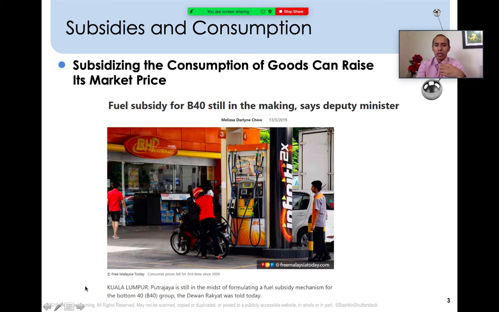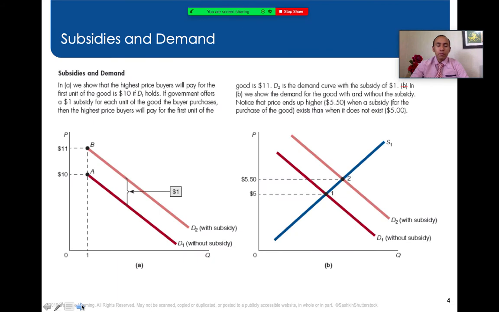Let's take a look at other scenarios where providing subsidies may increase the demand and increases the equilibrium price to a higher level. So we have in this case two panels, panel A and panel B, showing two equilibrium or two economic models in different stages. In panel A, we have the price in the vertical axis, the equilibrium quantity in the horizontal axis, the demand curve 1 without the subsidy, and without the subsidy, consumer demand in this case is indicated by the demand curve 1. At $10, the consumer buys 1 unit.